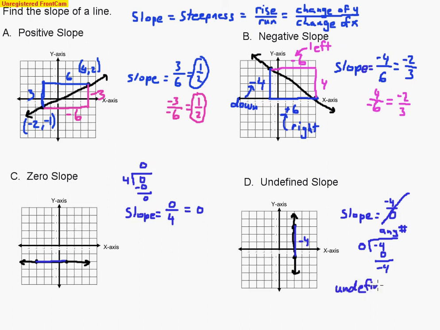Undefined slope. Sometimes people refer to it as no slope. There is no slope. It's different than 0 slope. Don't get caught. 0 slope means a straight line going horizontal. Undefined slope is that vertical line. So there's a difference between the two. The next part is going to be on finding the slope of a line given 2 points.